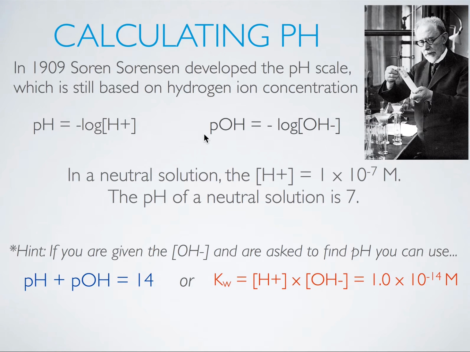And this can easily be done by plugging into your calculator. When you get your answer for log of H plus or log of OH minus, you should always have a negative answer, which is then canceled out by the negative that's out in front. So pH and pOH will always be a positive number. Down here you can see that pH plus pOH is equal to 14, which means if you are able to find the pH, you can easily switch it to pOH using that equation, and vice versa.